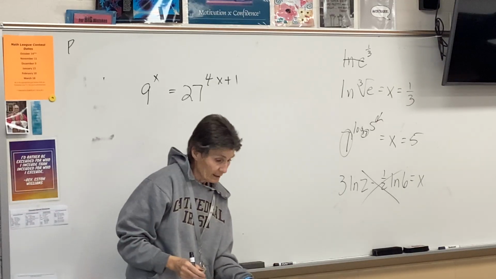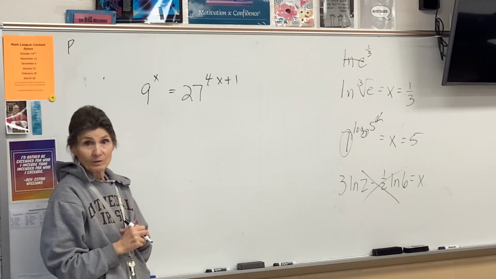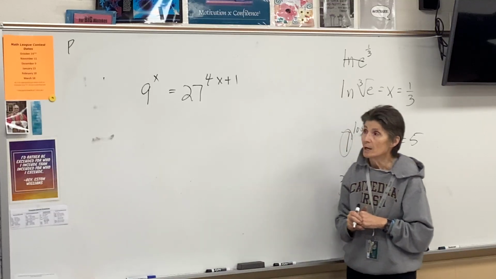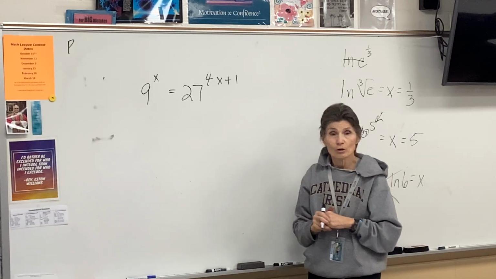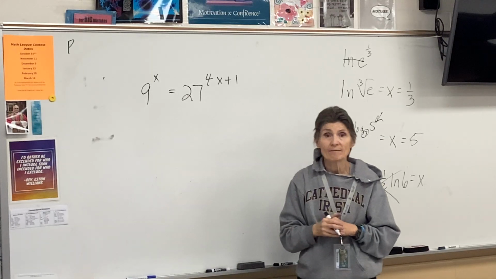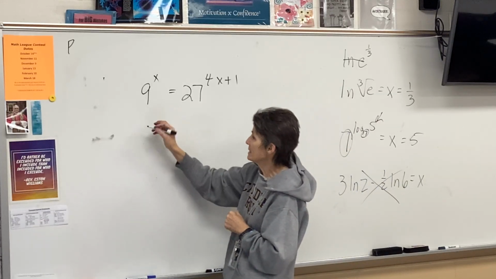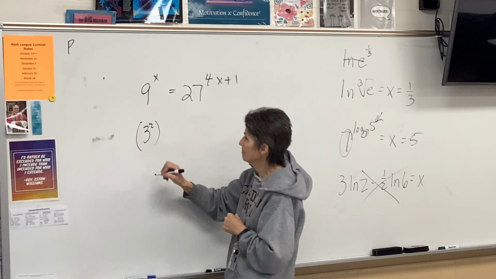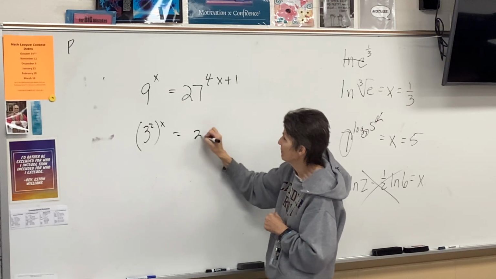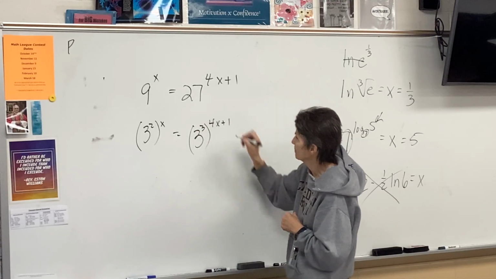Okay, no calculator. All right. Hopefully, as you were writing it down, something occurred to you. Hopefully, it occurred to you that 9 and 27 are both powers of 3. So we will write 9 as 3 squared, still has the x, and we'll write 27 as 3 cubed, still has the 4x plus 1.